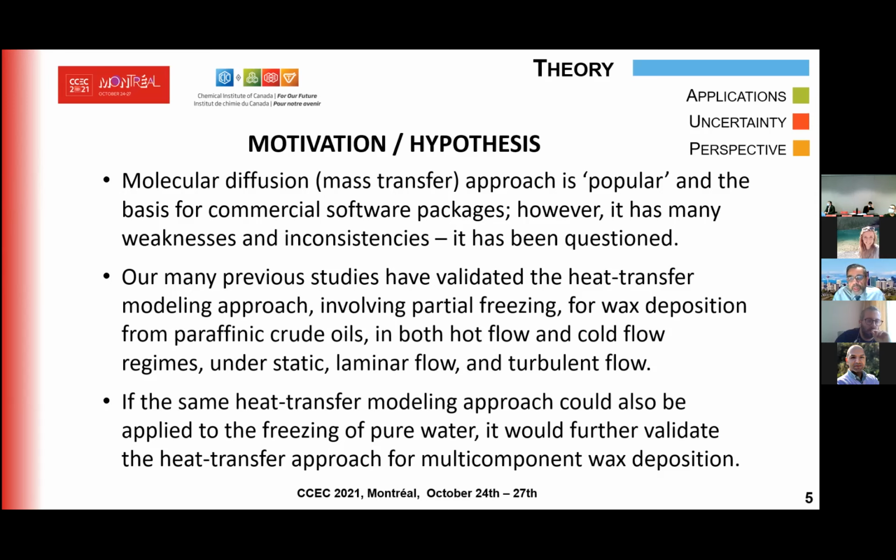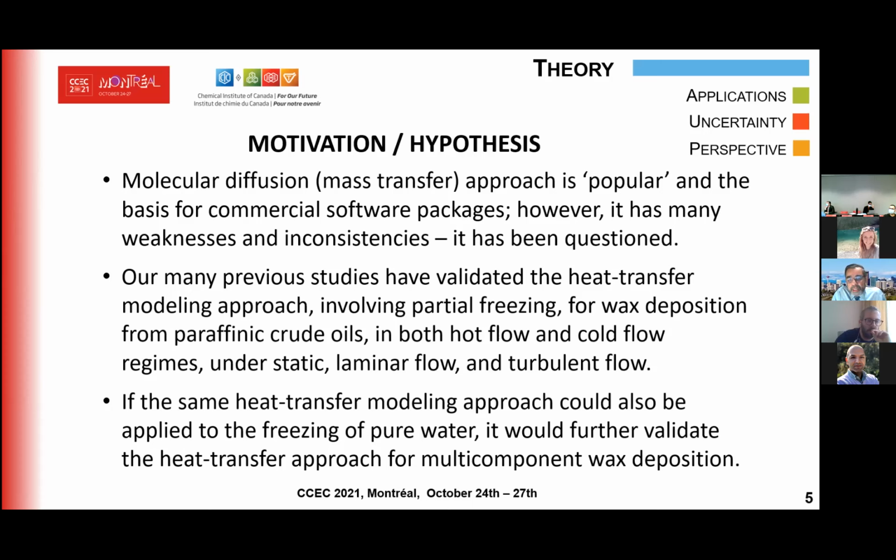And every which way I look at this problem, I'm convinced more and more that it is a heat transfer problem. If that is the case, then existing software packages are starting at an incorrect point. That probably is the reason companies are making money out of the software, and it's difficult for them to admit that their starting point is incorrect. So anyway, this is the motivation for this study.